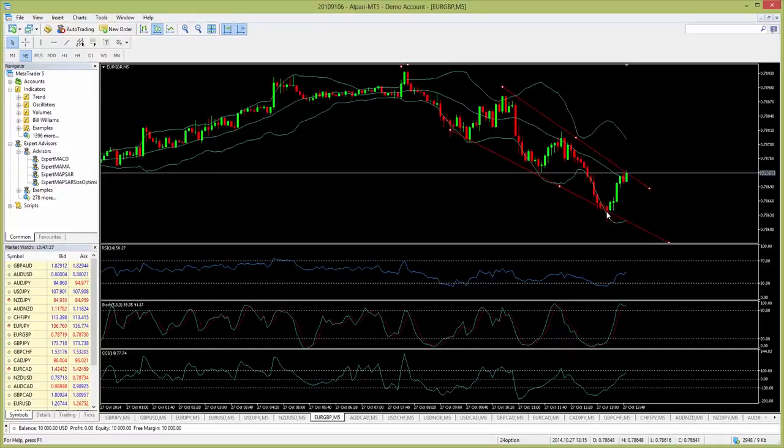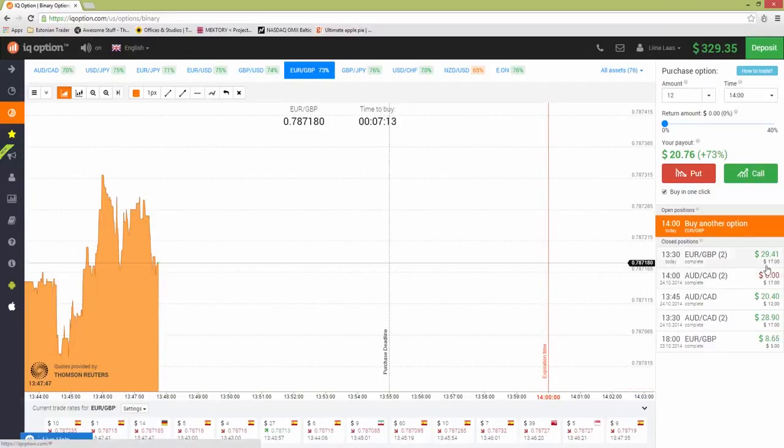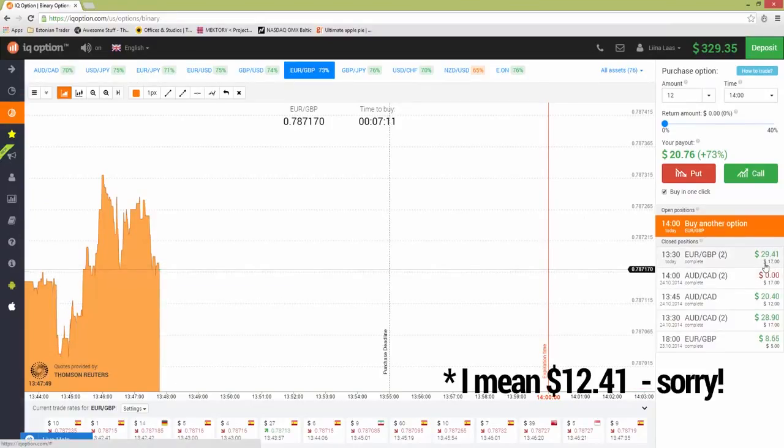So for example, I entered a trade at this point. The price moved even lower. I doubled up with a value of 2.5 times higher for 15 minutes. And as you can see, the price moved back nicely. And I ended the trade here and gave me a profit of $29.